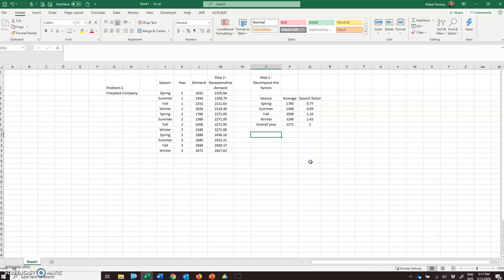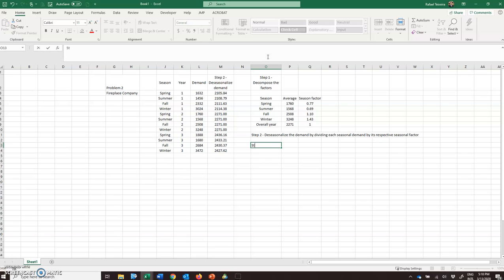This is step 2. So let me type here, step 2 is to seasonalize the demand by dividing each seasonal demand by its respective seasonal factor. Okay, we put this here.